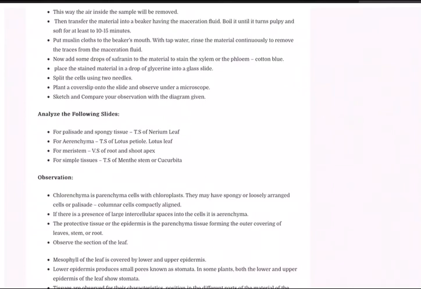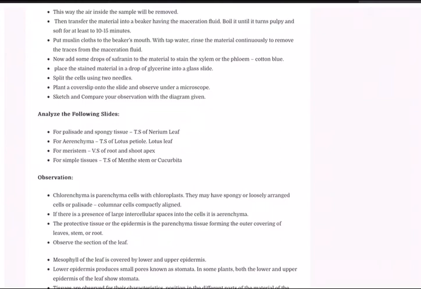Put muslin cloth over the beaker's mouth. With tap water, rinse the material continuously to remove the traces of maceration fluid. Now add some drops of safranin to the material to color the xylem, or cotton blue for the phloem. Place the stained material in a drop of glycerin on a glass slide. Split the cells using 2 needles. Place a cover slip on the slide and observe under the microscope. Sketch and compare your observation with the diagram given. Since you are going to perform this, you can write in the past tense.